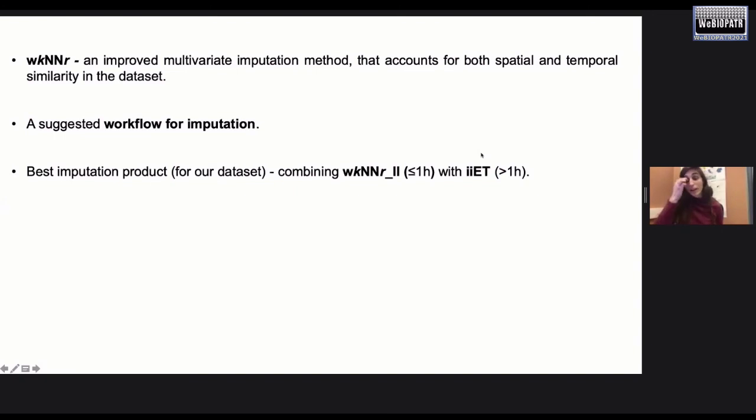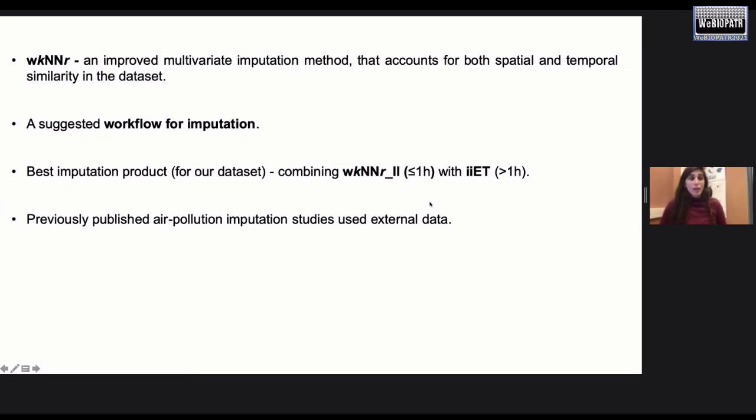Based on the set-aside validation subset, we examined the performance of our suggested model against a benchmark, commonly used method, and concluded that the best imputation product for our dataset, but possibly for other datasets as well, could be obtained by combining the WKNNR with lag and lead imputation for short gaps with the IIET for longer gaps of missing data.